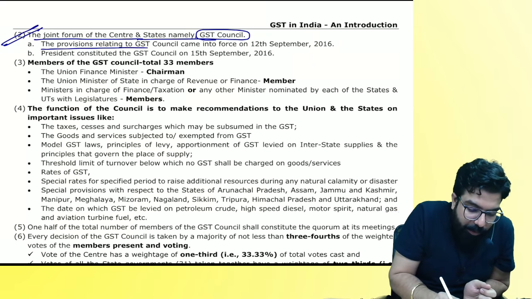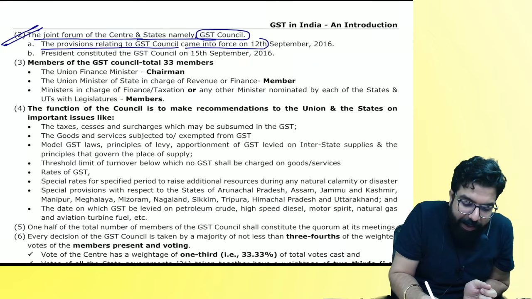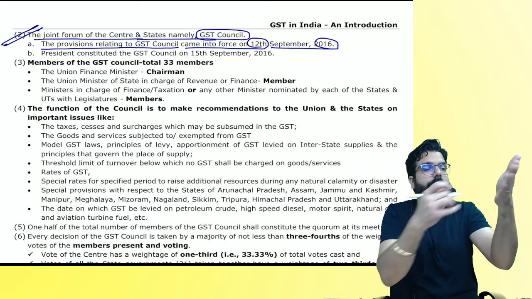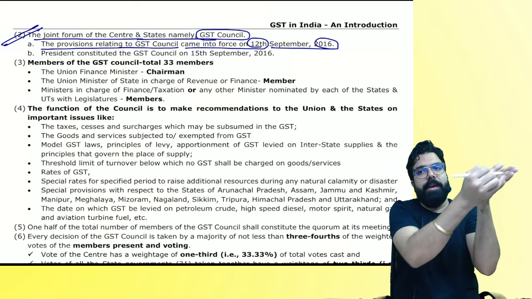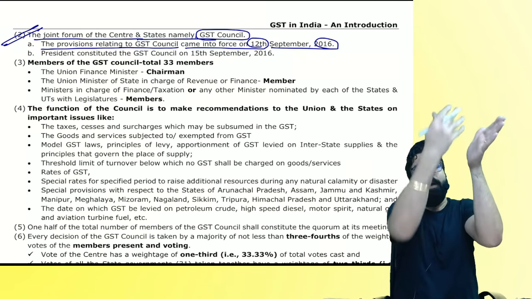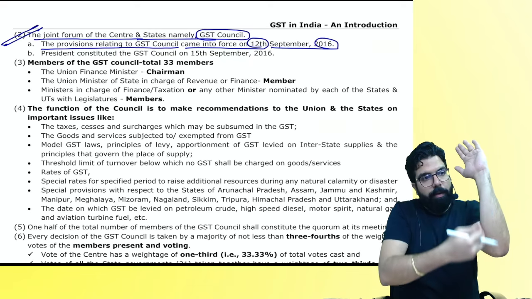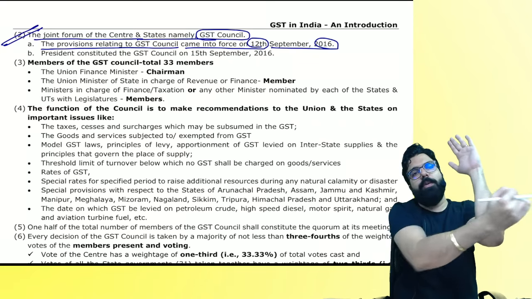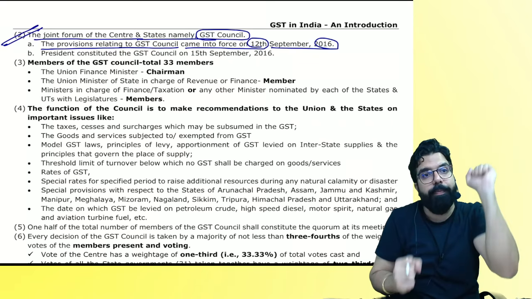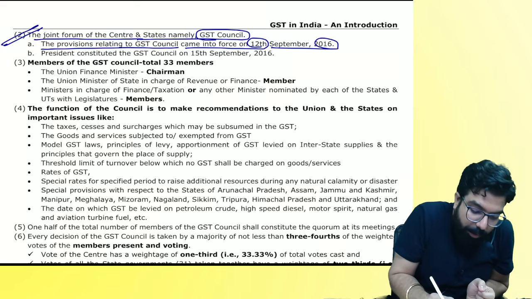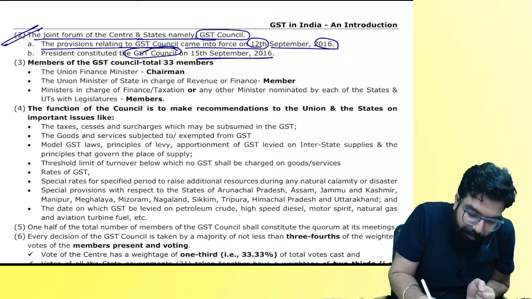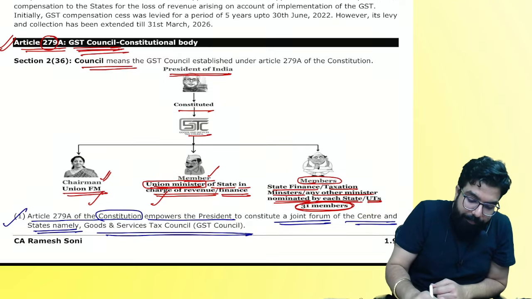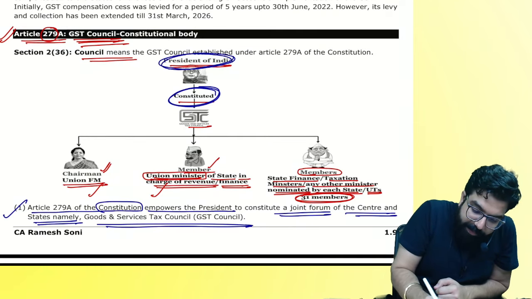The provision relating to the GST Council came into effect on 12 September 2016. It means the government made a provision saying the GST Council will have this many members and the GST Council's work will be this. The government made the GST provision saying these are the people who will be there in the council, and this will be the work of the council. All this was prepared. But actually the council was created on what date? 15th of September. Who constituted it? The President of India.